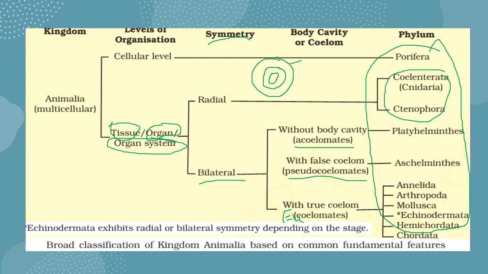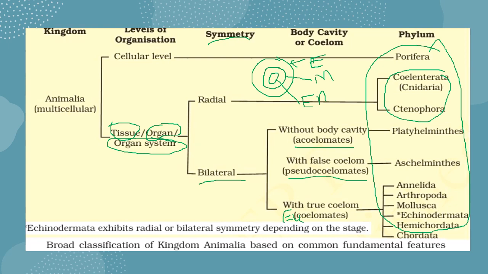The outer layer is called ecto. Ecto means outside. Then the middle one is called meso. Meso means the middle layer. And the innermost layer is called endo. Endo means inside. So the inner layer is called the endoderm, the middle layer is called the mesoderm, and the outer is called the ectoderm.